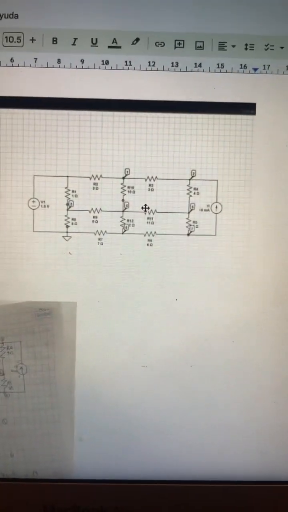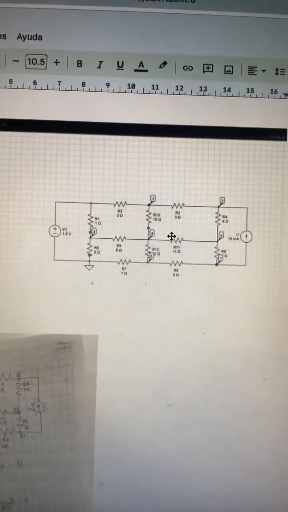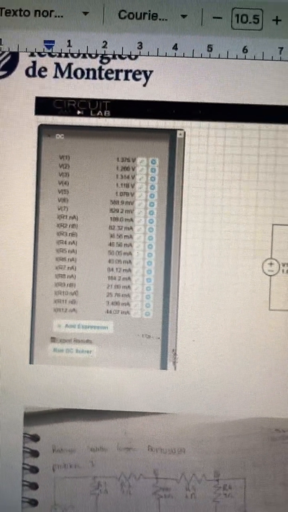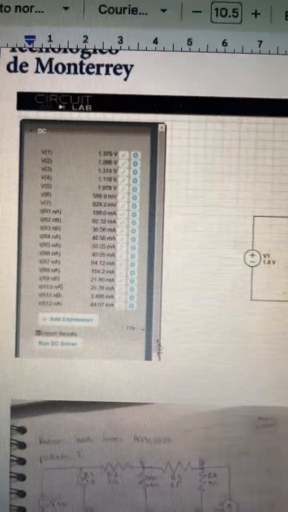And finally, for this first problem, we just recreate our circuit in Circuit Lab and we see the values that Circuit Lab gave us. So here is my circuit that I create in Circuit Lab, and here are all the values that Circuit Lab gave us. And that's all for the first problem. We can go to the second one.